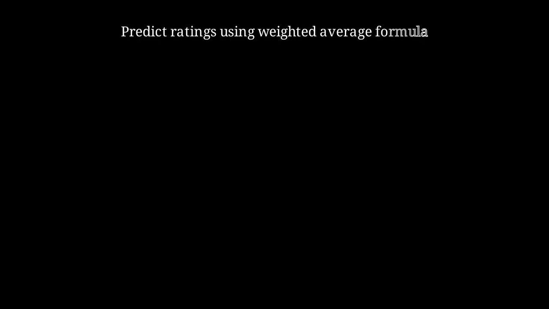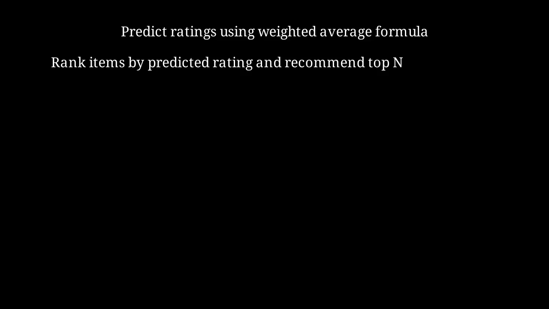Apply the prediction formula using similar users' ratings weighted by their similarity scores, to estimate ratings for unseen items. Finally, rank all unrated items by predicted rating, and return the top n items, usually between 5 and 10, as your recommendations.